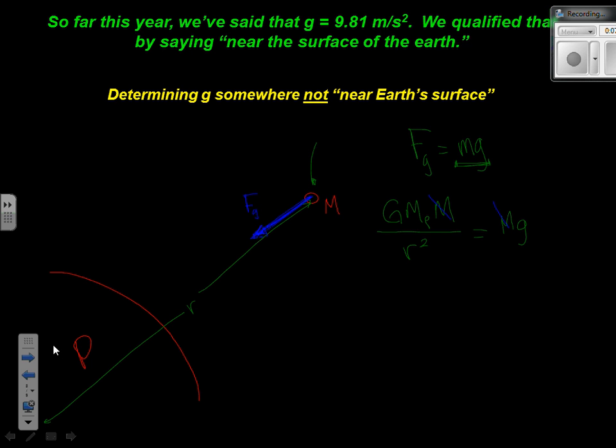So, maybe this is obvious from the last page, maybe it's not. If you are not on the planet's surface, but some distance r from the planet's center, well, there's an expression for g. G, mass of the planet or object or whatever it is, divided by r squared.